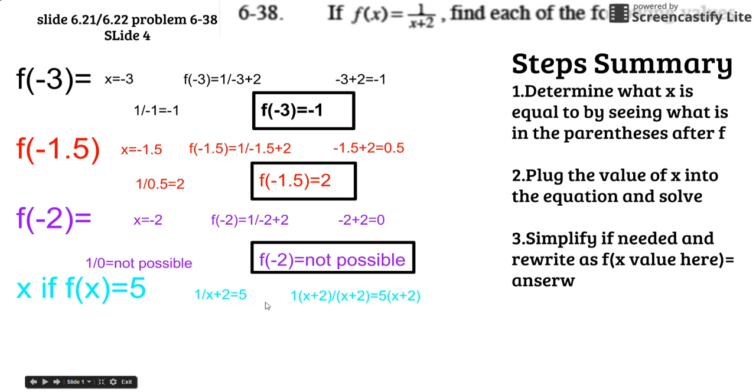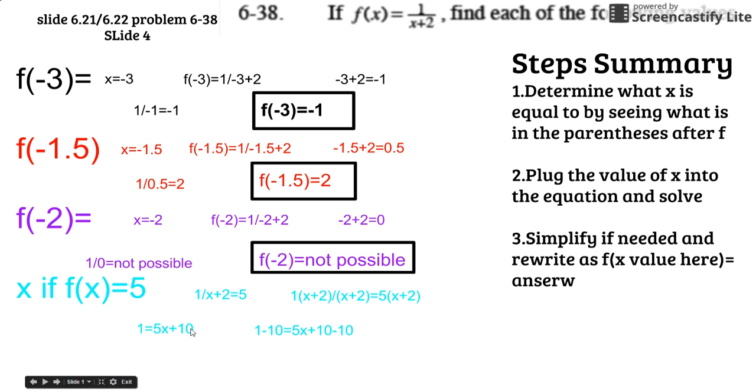So we're going to multiply by x plus 2 to get rid of the dividing. This is also called inverse relationships. And we're going to have to do that on the other side to make it even. This will give us 1 equals 5x plus 10, because we got rid of the x plus 2. And 5 times x is 5x, and 5 times 2 is 10.